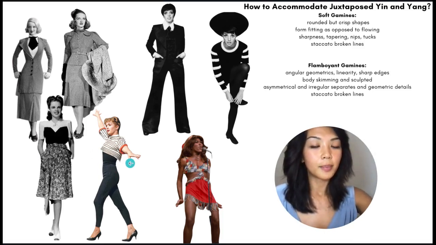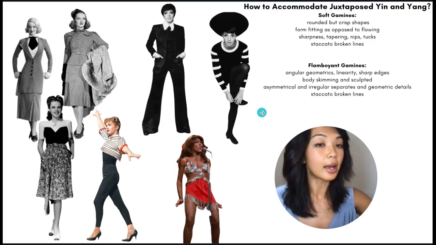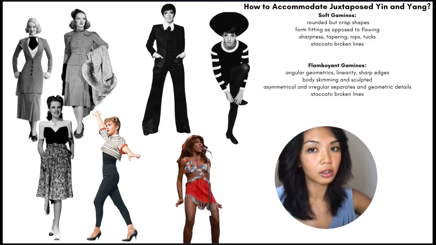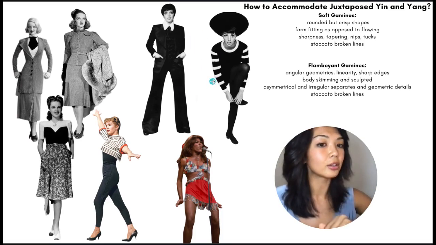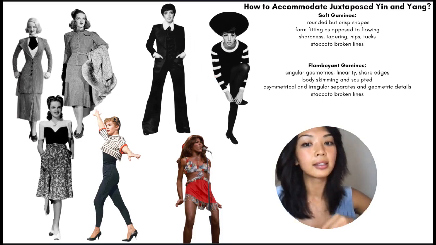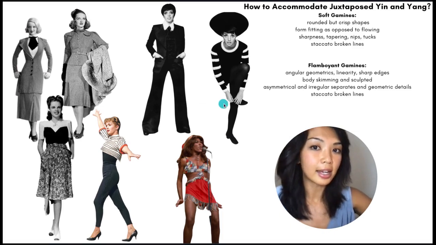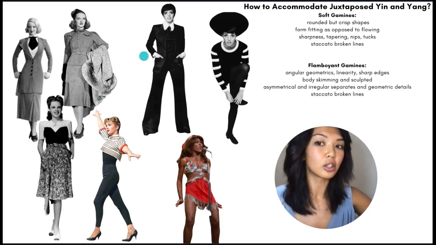and body skimming. How do you accommodate flamboyant gamines? You want to give them angularity, geometrics, linearity, sharp edges. You want to keep it body skimming and sculpted, also structured. Throw in asymmetry, irregularity, geometric details, and again, a staccato broken line. They can handle more sleekness, elongation, exaggeration, and sharpness relative to the soft gamine.